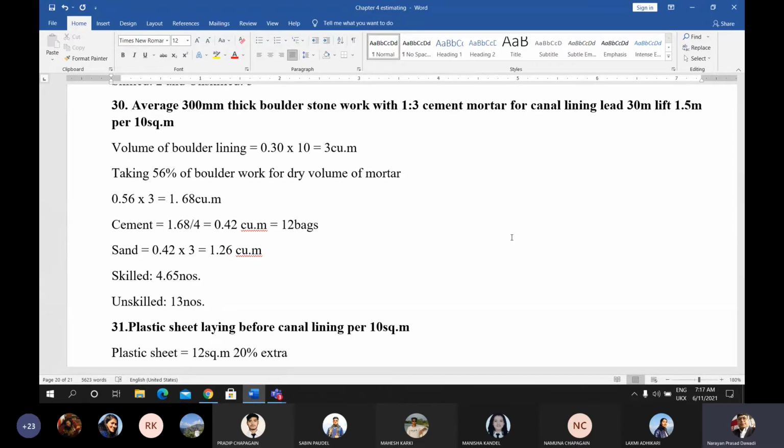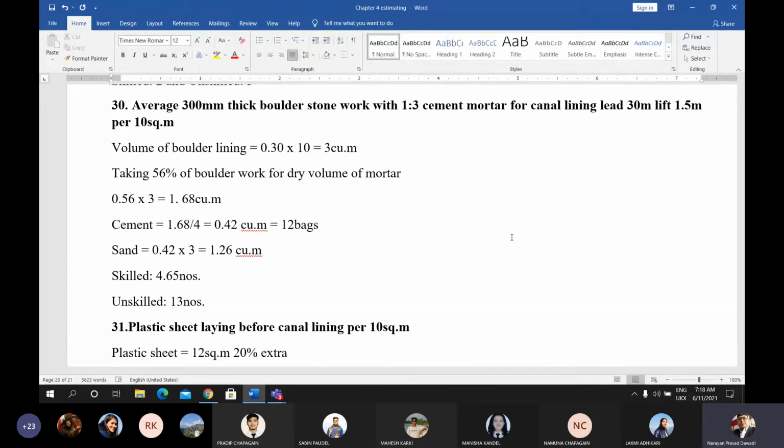Sand is 1.26 cubic meter, and the skilled manpower. These are the materials you need. You need boulder stone for the 10 square meter area, and the volume is 3 cubic meter. So the boulder stone required is 3 cubic meter. Boulder stone with the mortar is 1.68 cubic meter. That is for the calculation of the cement and sand.